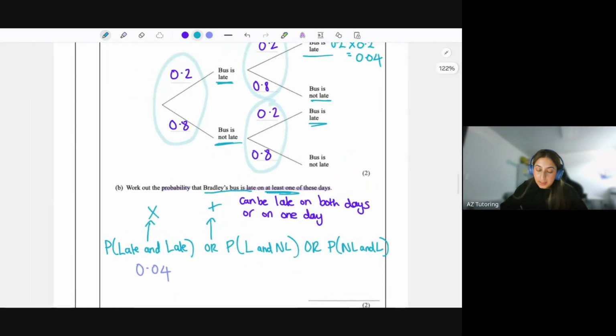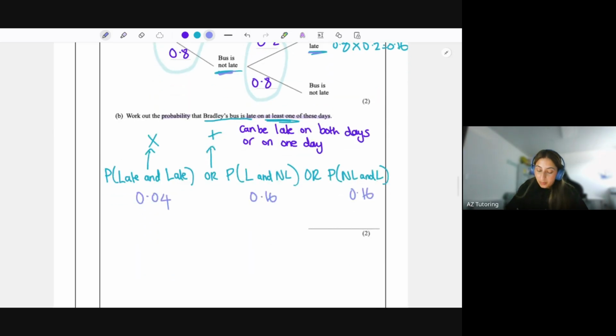Probability is going to be late and not late, which is going to be 0.2 times 0.8, which is 0.16. That's going to be 0.16. And then the last one is probability is not late and late, which is going to be 0.8 times 0.2, which is 0.16. So that's going to be 0.16.